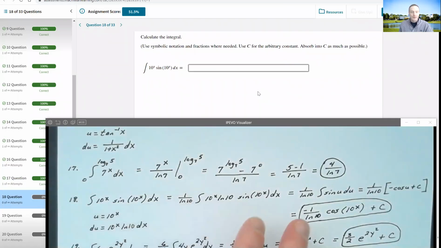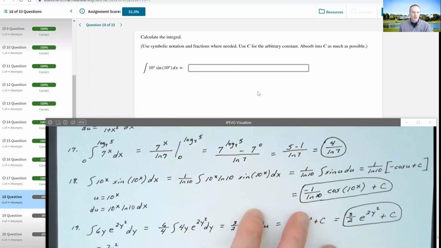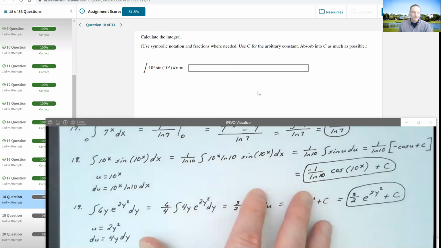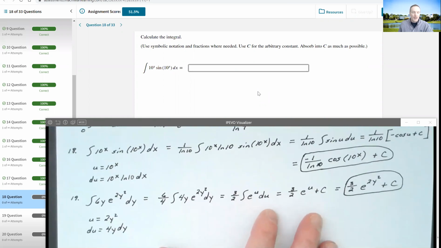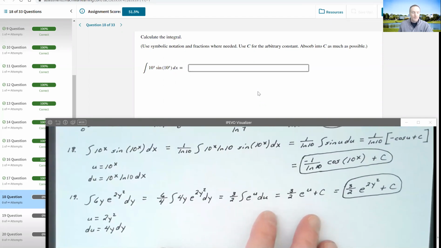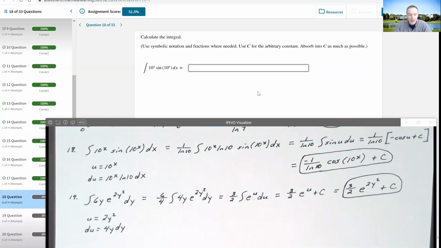Couple more for this video before we do a break for the second portion of this section. For number 18 here, I want to look at the integral of 10 to the x times the sine of 10 to the x with respect to x. So I know I cannot integrate any trig function with an exponential on the inside. That doesn't fit our standard integration rules.